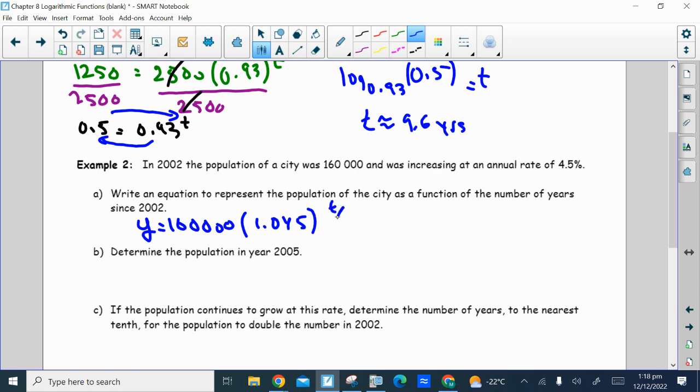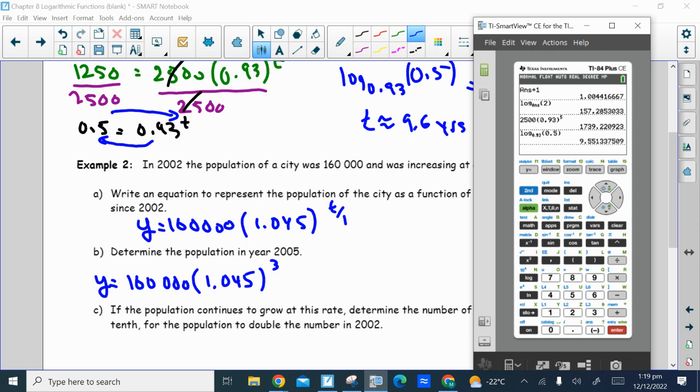To the power T over P, where P would be 1 because it's increasing every 1 year. So that's just going to be T. The population in 05, that's 3 years from 02, so T would be 3. That gives 182,586.58, so approximately 182,587.